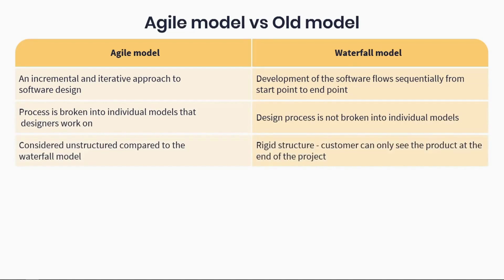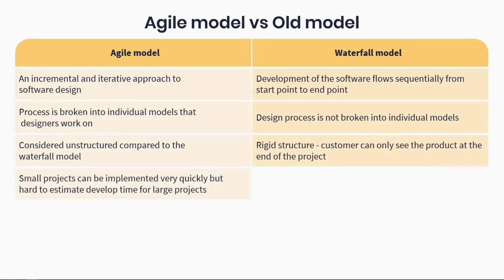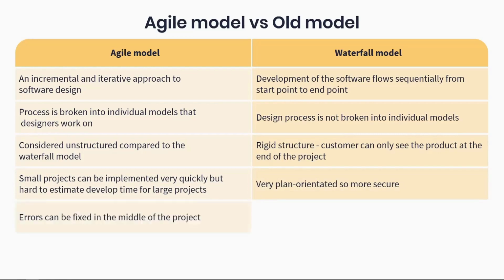The customer can only see the product at the end of the project. With the agile model, small projects can be implemented very quickly, but it's hard to estimate development time for large projects. With a waterfall model, it is very plan-orientated, so it is more secure. With the agile model, errors can be fixed in the middle of the project. But with a waterfall model, problems are often detected when it's too late.